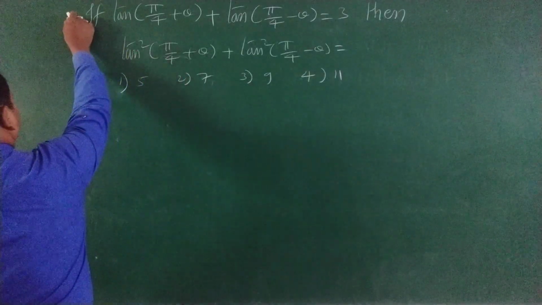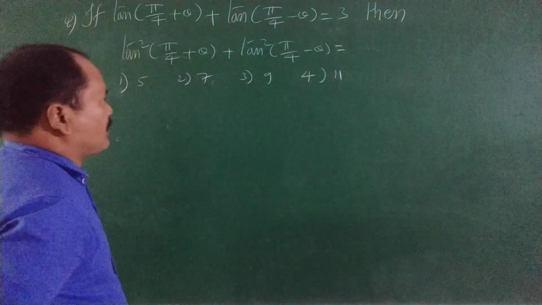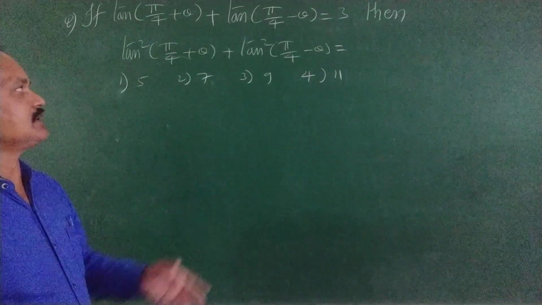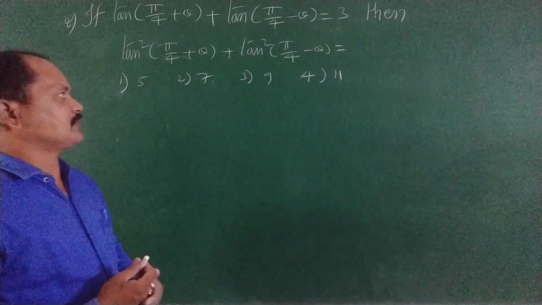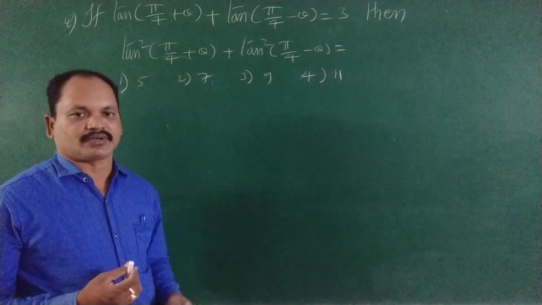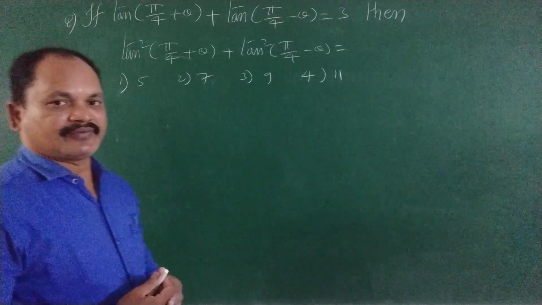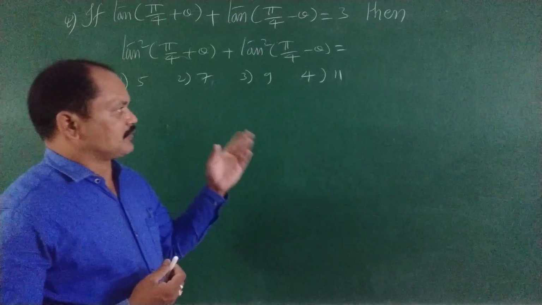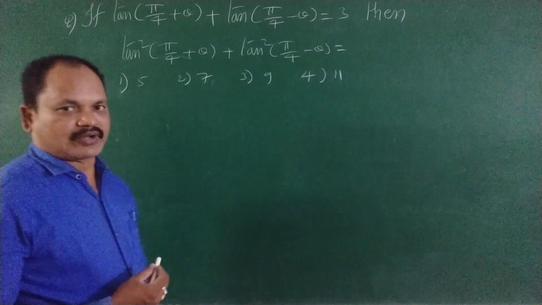The question is: if tan(pi/4 + theta) + tan(pi/4 - theta) is equal to 3, then tan square(pi/4 + theta) + tan square(pi/4 - theta) is equal to? The first option is 5, the second option is 7, the third option is 3, and the fourth option is 11. Now we have to solve the question.